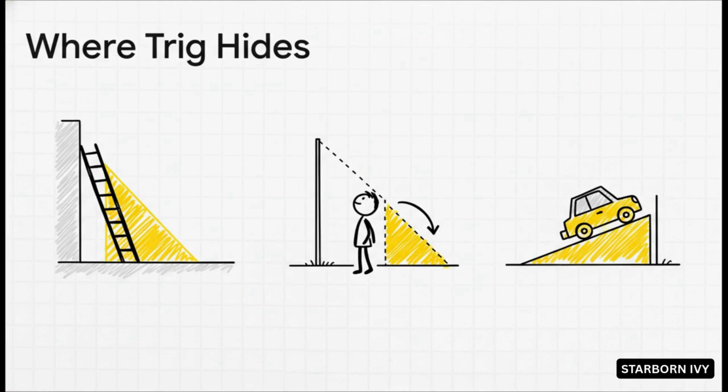When you read a question about the height of a flagpole or a ladder leaning against a wall, or you see the phrase angle of elevation or angle of depression, a little alarm should go off in your head. Ding, ding, ding. This is a right triangle problem. These are your key words.